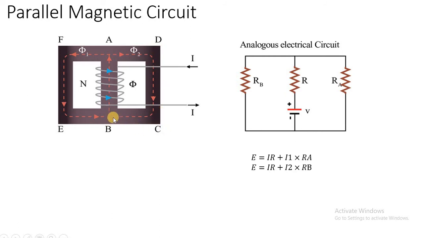Now tell me, at junction point B, what will happen to that flux phi 1 and phi 2? Again they will add together. And then again from point B in the upward direction, again the total flux phi is only flowing. Is it so?